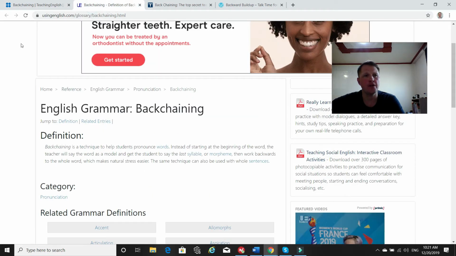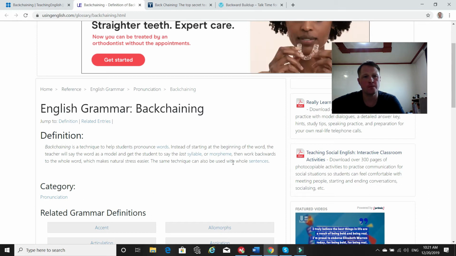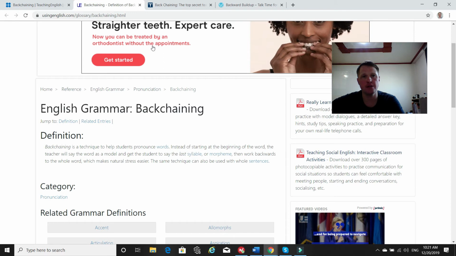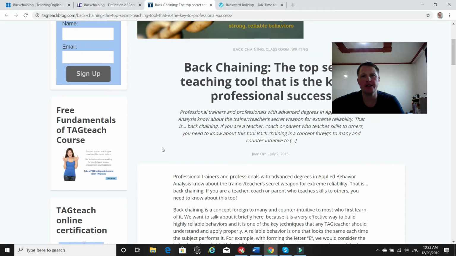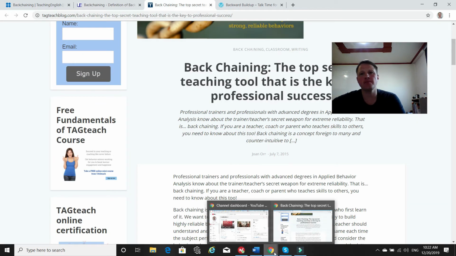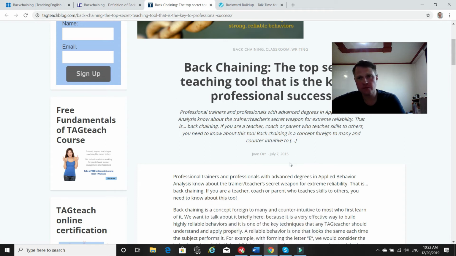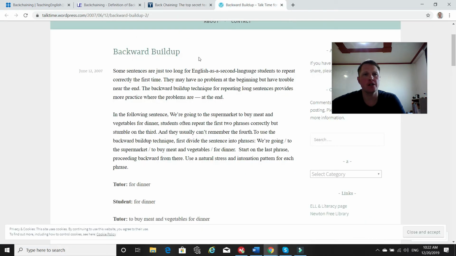And here we have another site describing backchaining. It says this makes natural stress easier. And then on this site, it talks about backchaining for general education purposes, not just English language teaching. And here it's called backward buildup. All right.